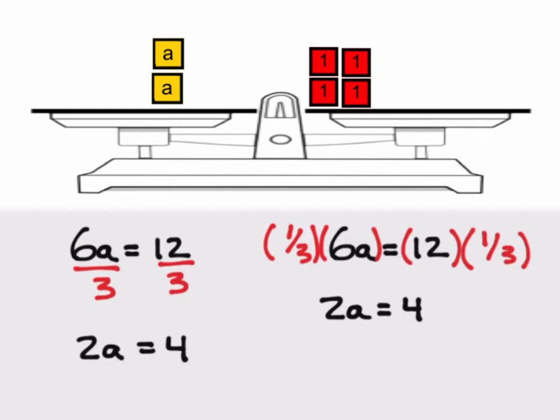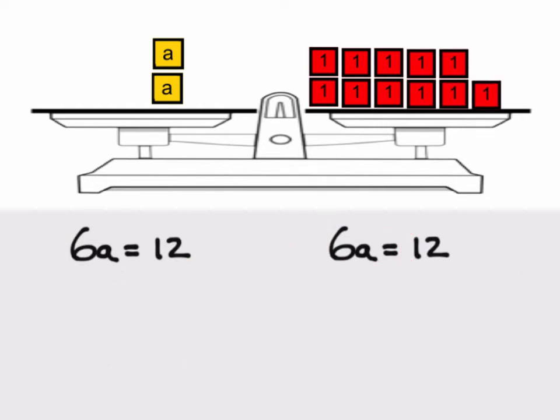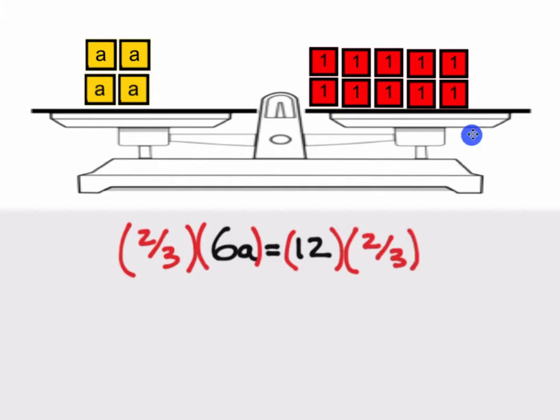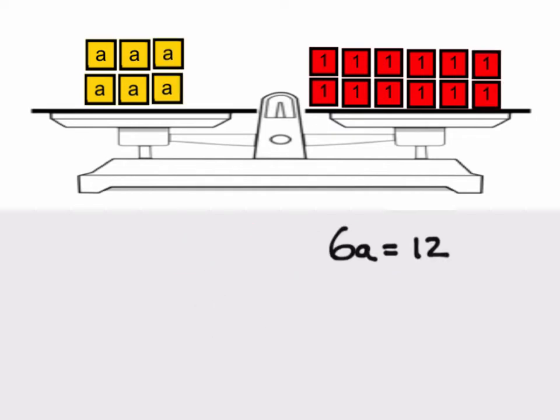Equivalently, starting with our original situation, if the a's on the left weigh as much as the 1's on the right, then 2/3 of the a's on the left should weigh the same as 2/3 of the 1's on the right. Or even, starting at our original situation, if all those a's on the left weigh the same as all those 1's on the right, then 1/6 of those a's on the left should equal 1/6 of those 1's on the right.